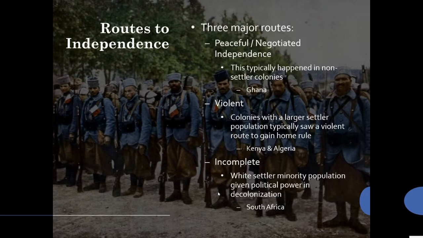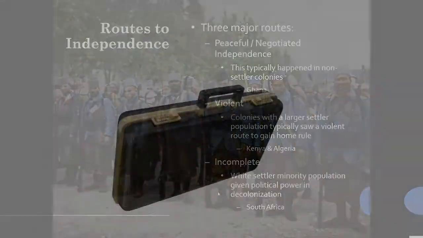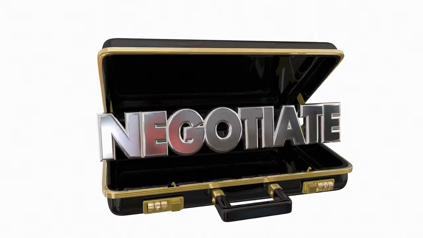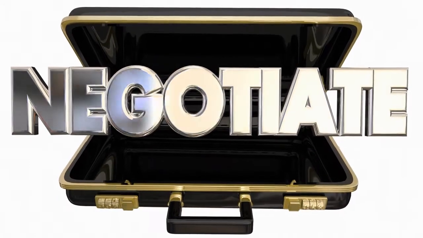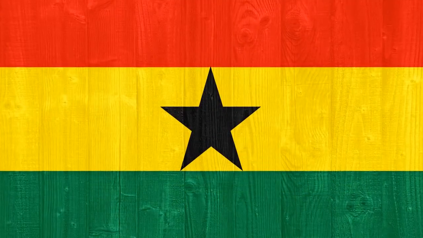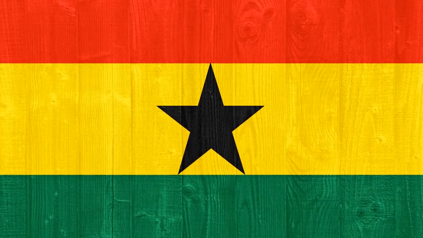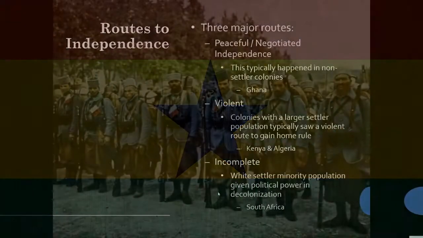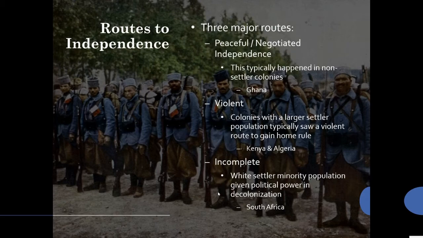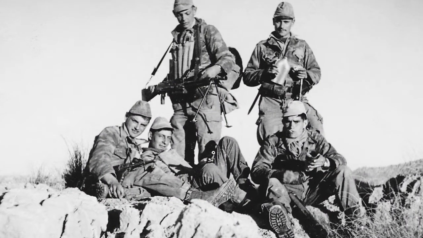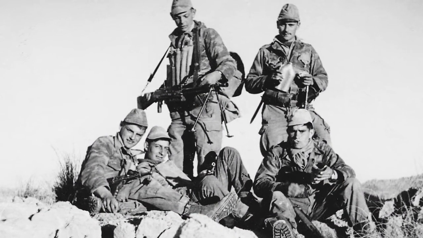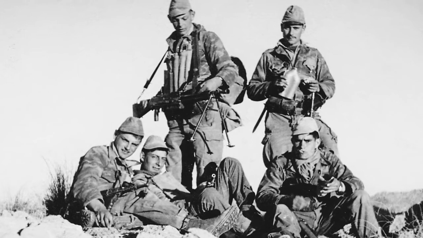So there are going to be three routes to independence here in Africa. We're going to have a peaceful negotiated independence. This typically happened in non-settler colonies like Ghana, which is what we're going to be focusing on in this presentation series. The next is going to be a violent process towards independence. That's what we're going to be looking at when we look at Kenya and Algeria. Colonies with larger settler populations typically saw this violent route to gain home rule.